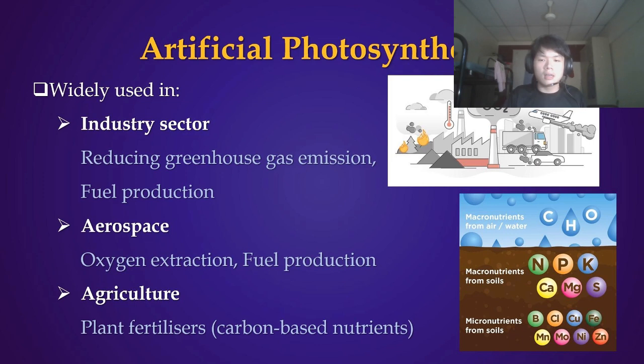Last but not least, artificial photosynthesis may also produce plant fertilizers that have carbon-based nutrients. This is due to the fact that plants require macronutrients and micronutrients to grow. One of the macronutrients is carbon, and it is the most crucial in the growth of plants. Thus, artificial photosynthesis is able to help with producing certain plant fertilizers in order to obtain higher yields of crops, increasing the overall quality of crops, and also benefiting the food production sector.